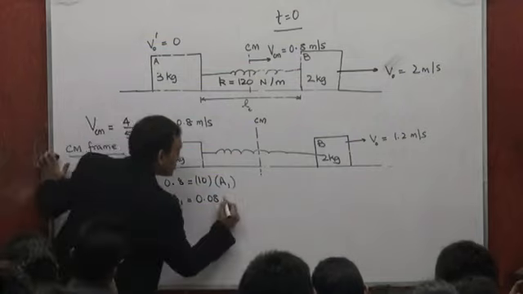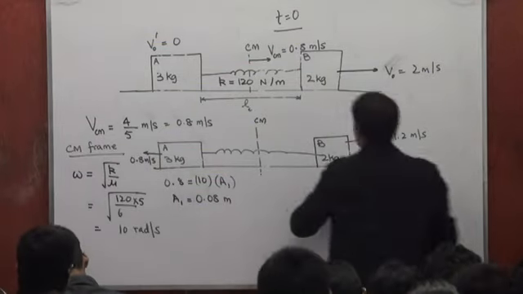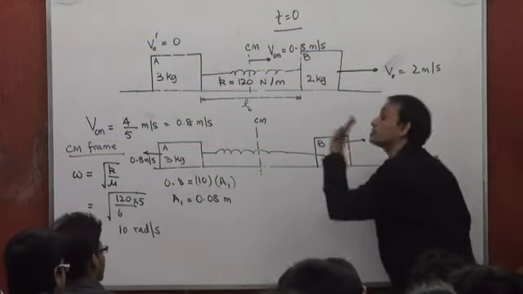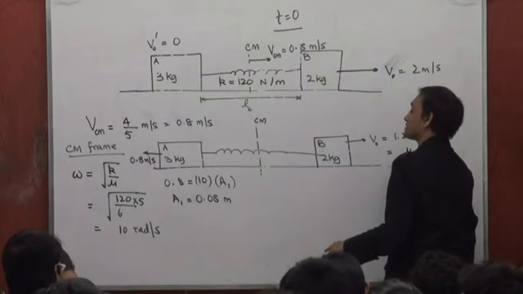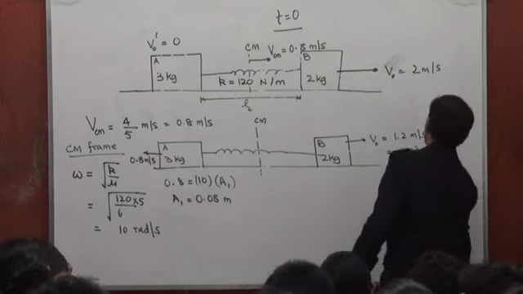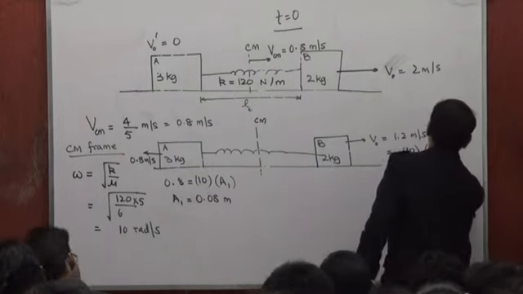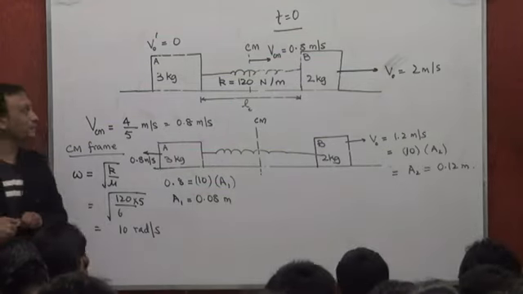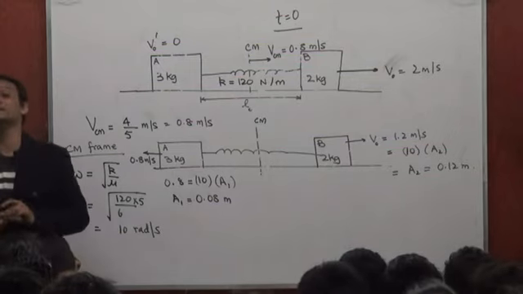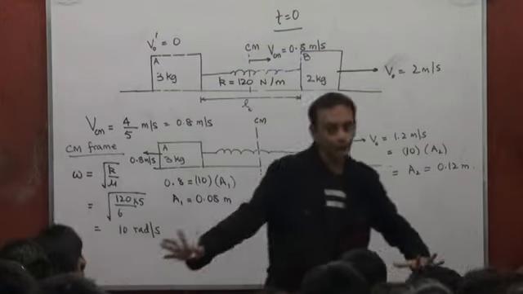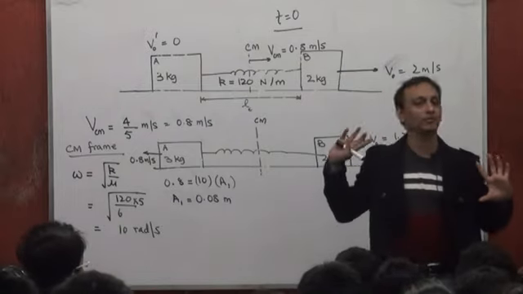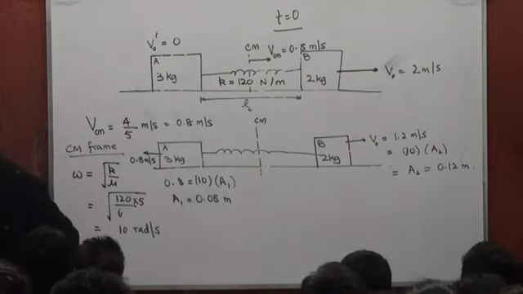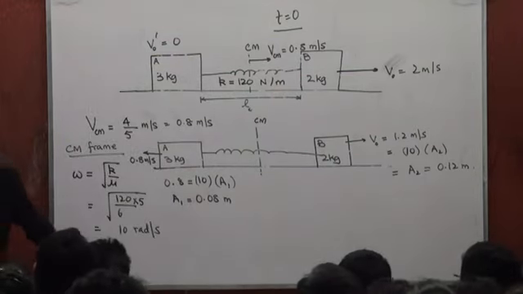So A1 is known, 0.08 meters. Amplitude of B: the velocity at the mean position is 1.2 meters per second with respect to the center of mass. That must be omega, which is 10, into A2. So A2 then is going to be 0.12 meters. Right? So the center of mass frame observer would very keenly report to you that both A and B are executing simple harmonic motion with these amplitudes and with angular frequency equal to 10 radians per second. That's what the center of mass frame observer would tell you.